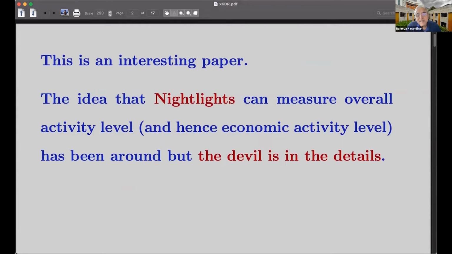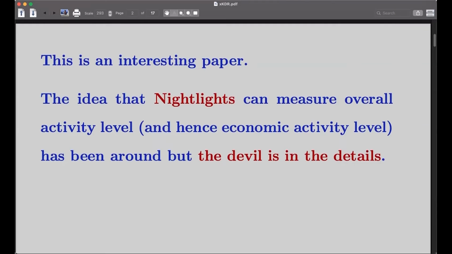this is an extremely important paper, and the idea that nightlife can measure overall activity level, including economic activity level, has been around, so I hear. I did not know that. I came to know that when I saw this paper. But again, the idea is there, but the devil is in the details.